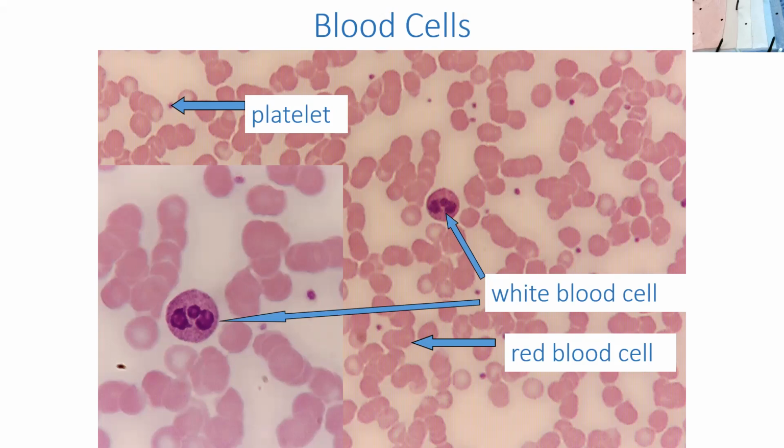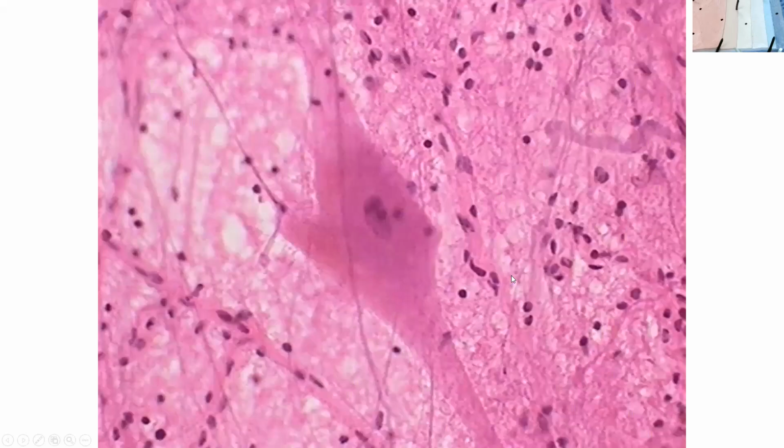So red cells carry oxygen. White cells are the infection fighters. Platelets form platelet plugs when we have a cut. They stop bleeding. Okay. Now the last category is the nervous system.